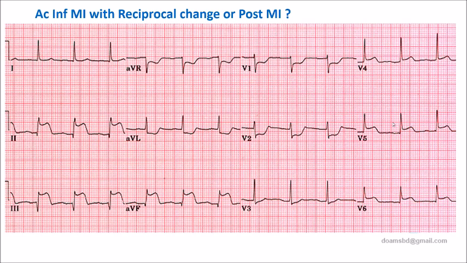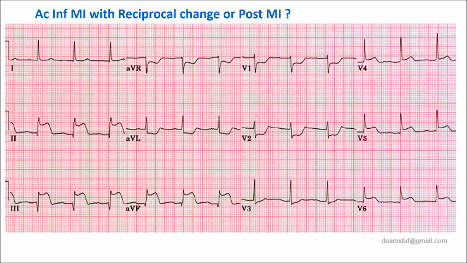Now look at the acute inferior myocardial infarction with the reciprocal change, or it is posterior MI. This is a question to you. Now solve the question. Look at the ECG. Is it actually reciprocal change or posterior MI? You have to imagine just by flipping the ECG. So by imagination, you flip your ECG.